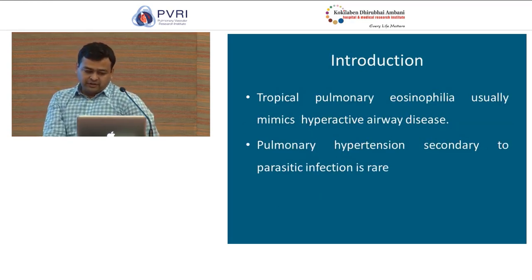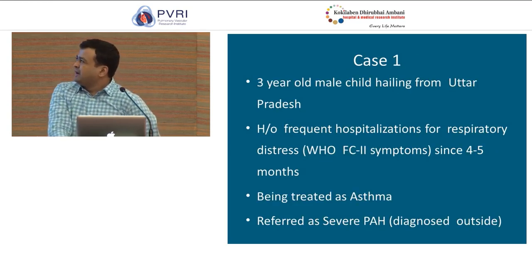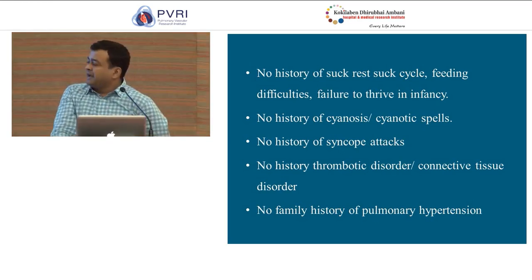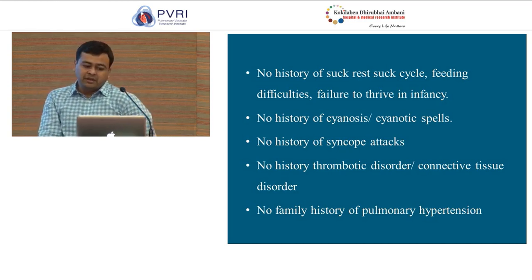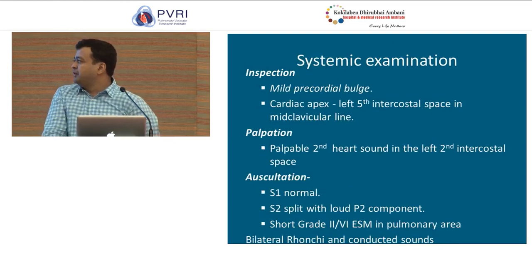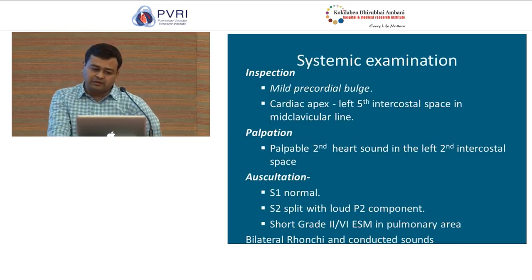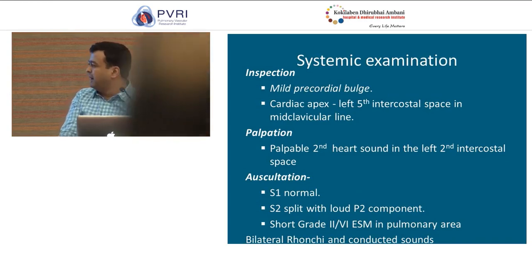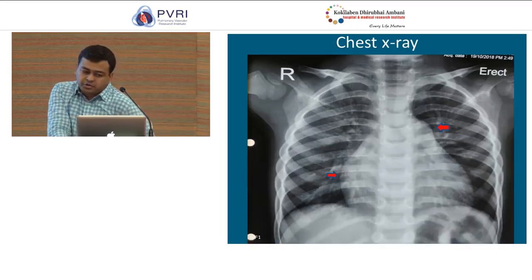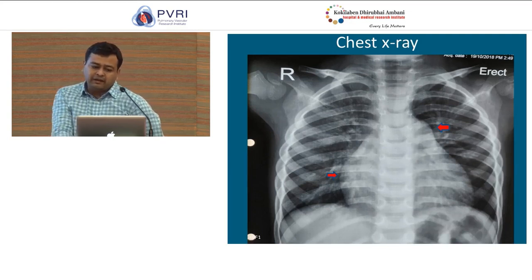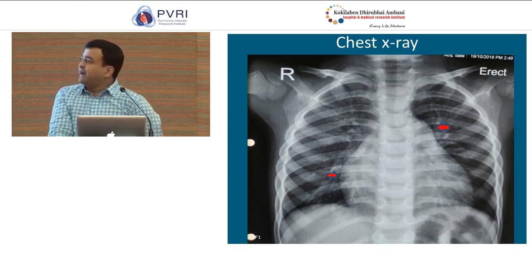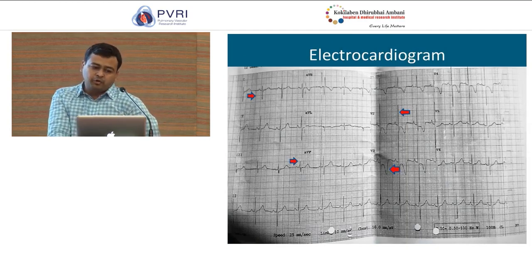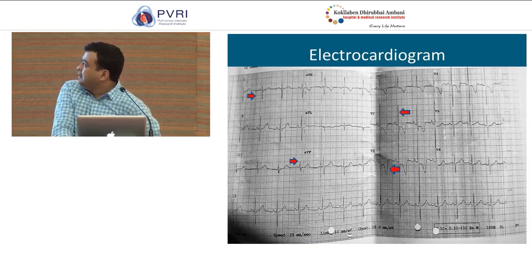PH, which was diagnosed outside. On admission, he was comfortable and had slight tachypnea. Otherwise, pulse and BP were normal. On systemic examination, he had a mild precordial bulge and a palpable second heart sound. S1 was normal, S2 was split with a loud P2 component, and there was a short grade 2 by 6 ejection systolic murmur with bilateral bronchi. X-ray showed cardiomegaly with prominent RA and prominent pulmonary artery. ECG showed right axis deviation with right ventricular forces with RV strain pattern, and echo was done.